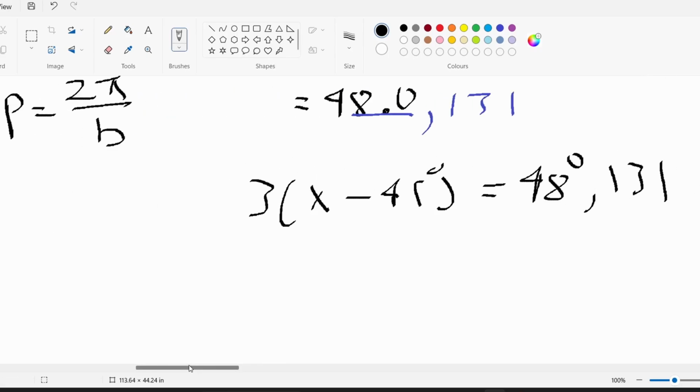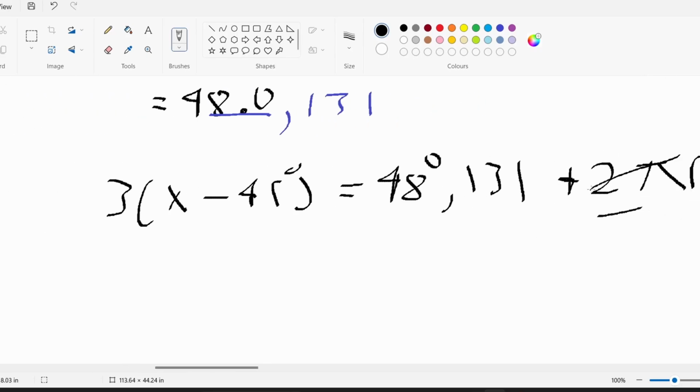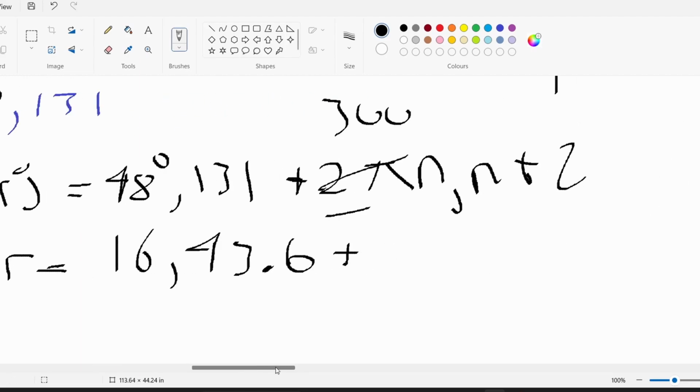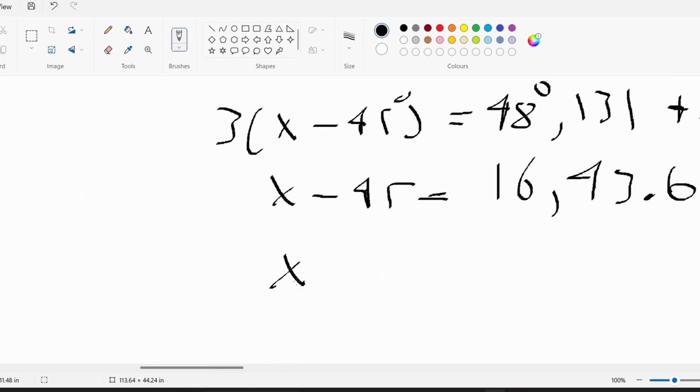So this just becomes, again, this should be 360. I don't know why I did that. x minus 45 equals, just divide by 3, 16. I think 44, this is equals, no, 43.6. Plus 120n such that n is an element of Z. And then you just add 45.